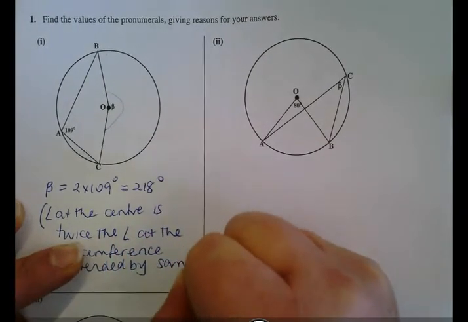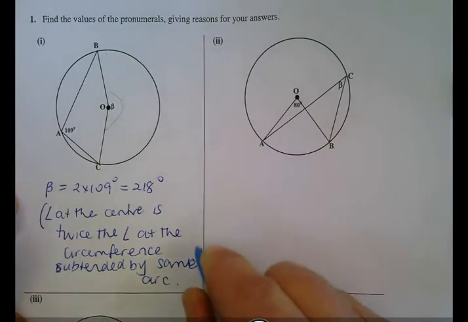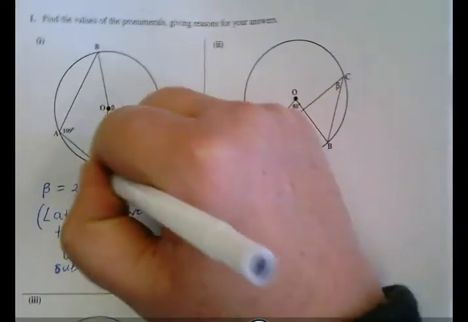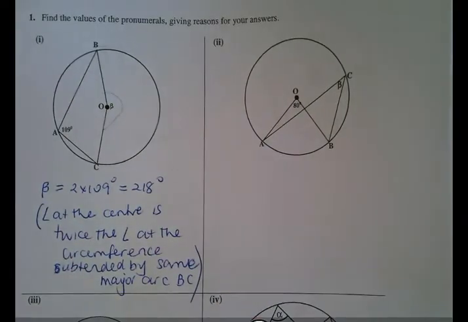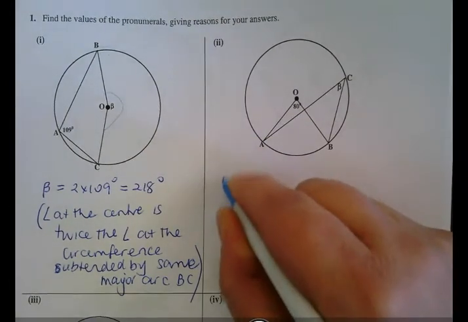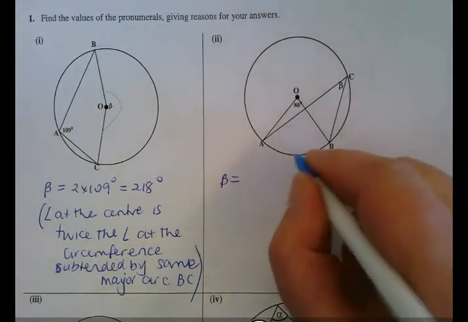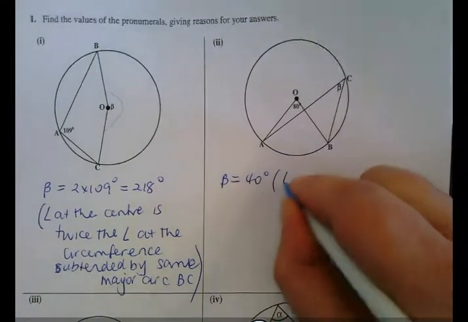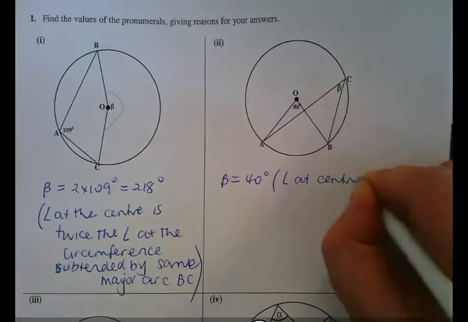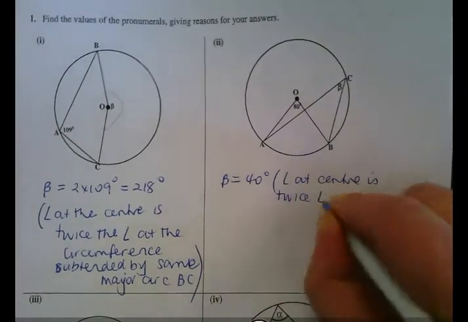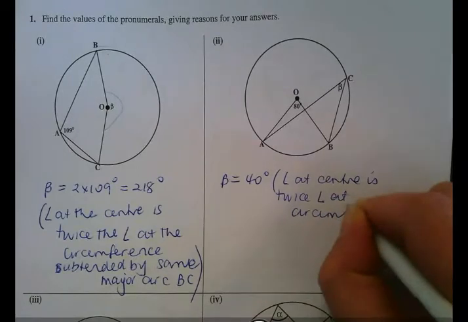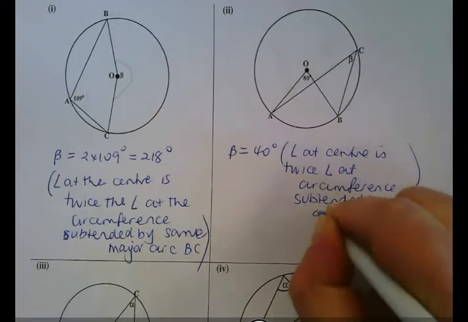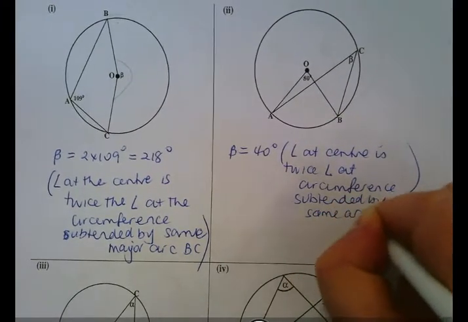Okay, and keep going now. It's the major arc BC. For the second one, beta is what? Yeah, again, same reason. Angle at the centre is twice the angle at the circumference. It's subtended by the same arc AB this time.